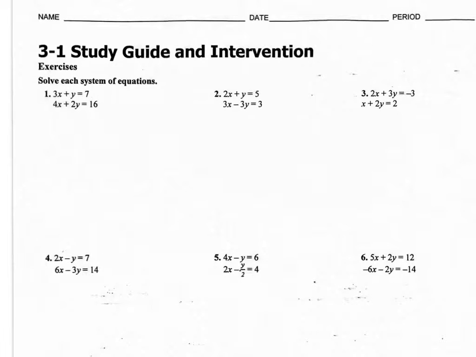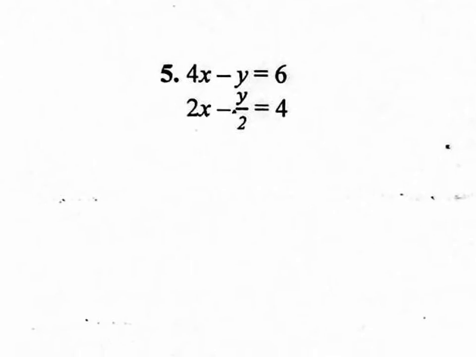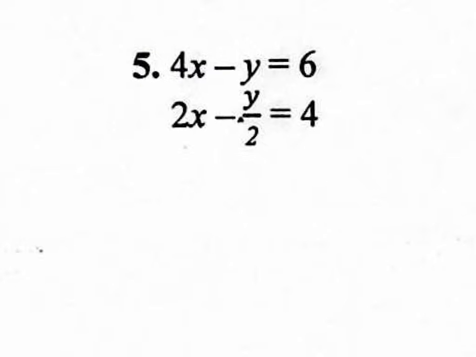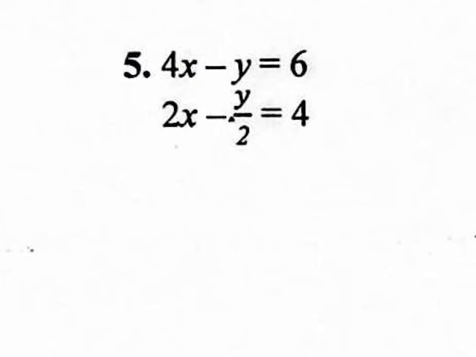So this is worksheet 3.1 SGI. This was given to us on Friday. You have a green copy of it. And some of you are asking for number 5 because it has a fraction in it, and I'm sure people get confused when they have fractions.